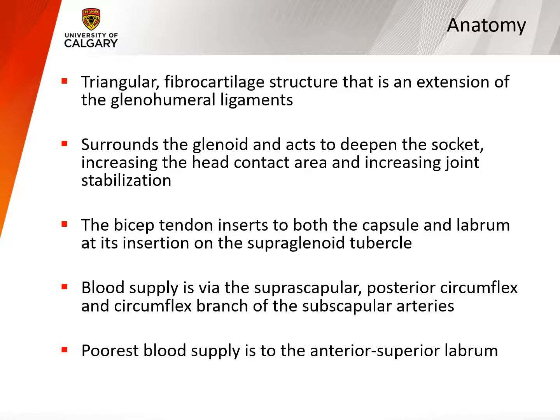The labrum is a triangular fibrocartilage structure that is an extension of the glenohumeral ligaments. It surrounds the glenoid and acts to deepen the socket, increasing the head contact area and increasing joint stabilization. The biceps tendon inserts to both the capsule and the labrum at its insertion on the supraglenoid tubercle. The blood supply to the labrum is via the suprascapular artery, posterior circumflex artery, and the circumflex branch of the subscapular artery. The poorest blood supply is to the anterior superior labrum.